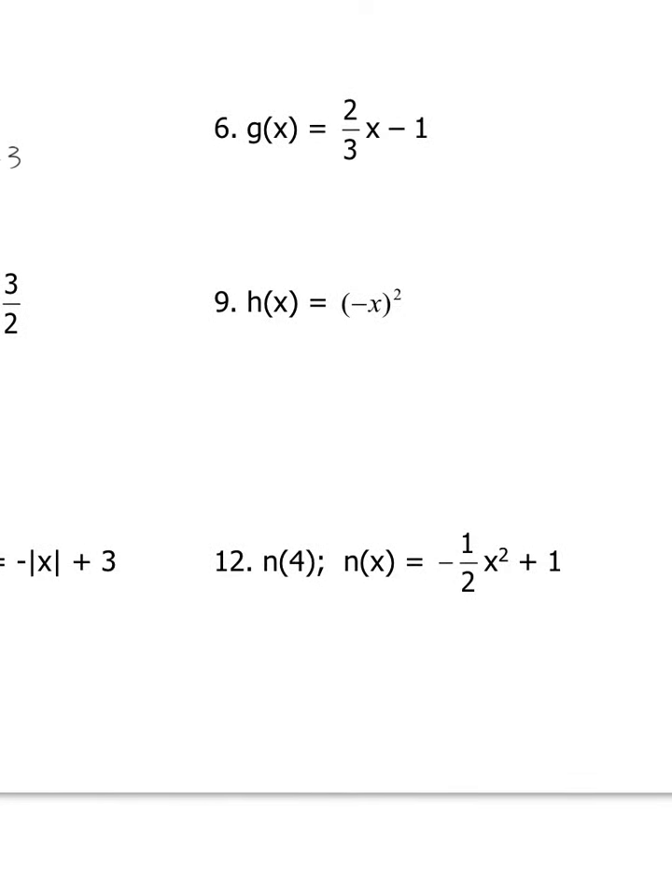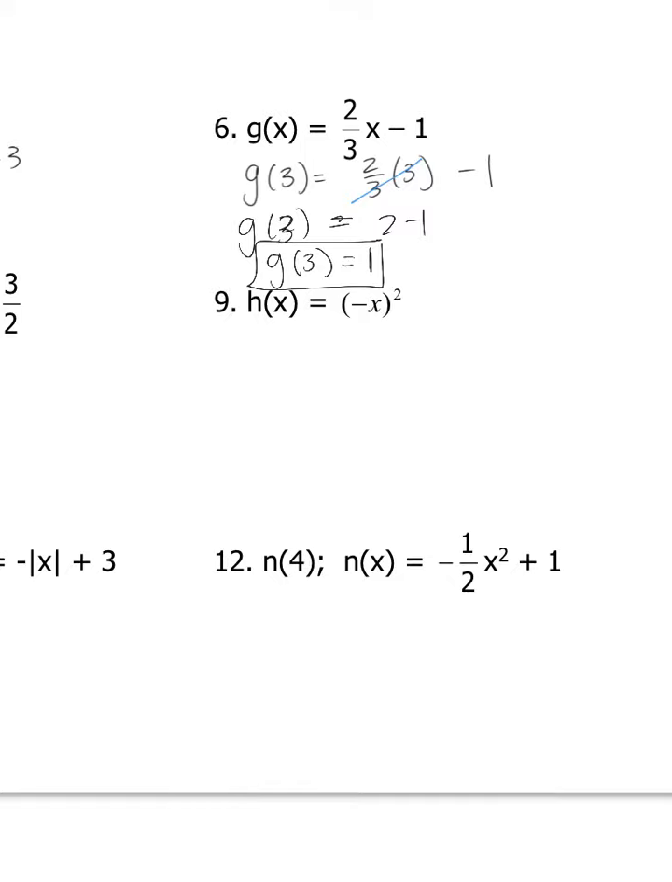For g, I'm going to plug in 3 again. g of 3 equals 2/3 times 3 minus 1. These 3's are going to cancel out, and I just have 2, minus 1, so that's going to give me g of 3 is going to be just plain old 1.